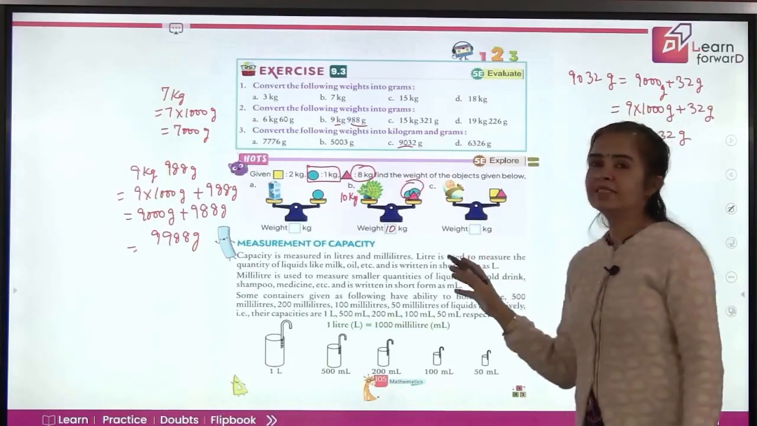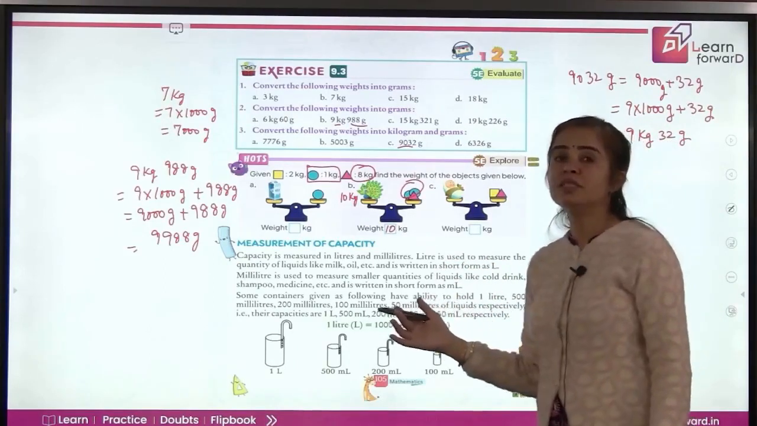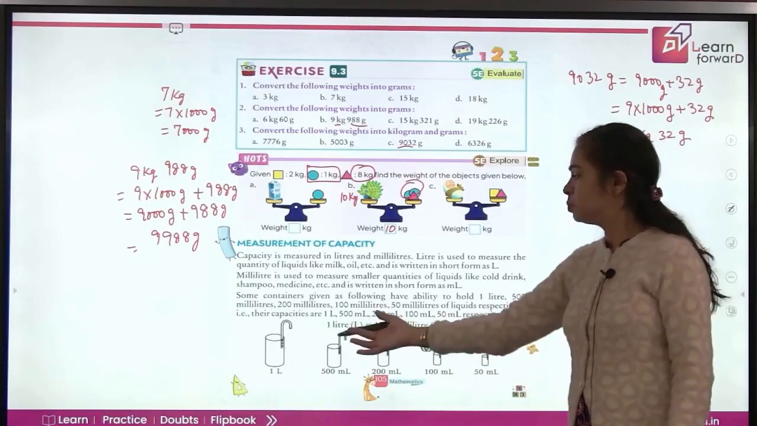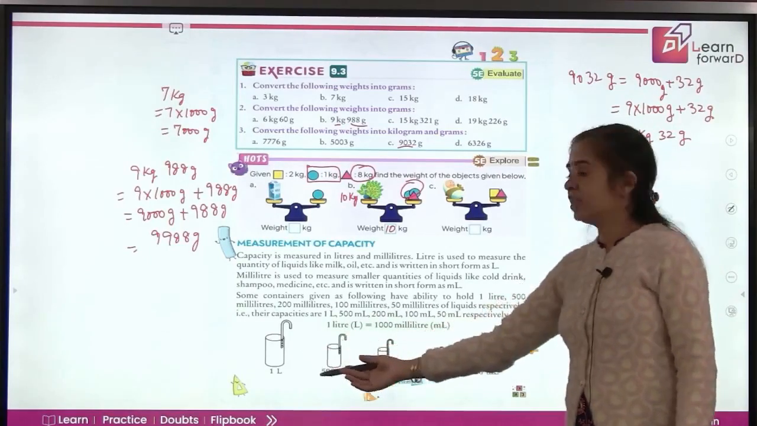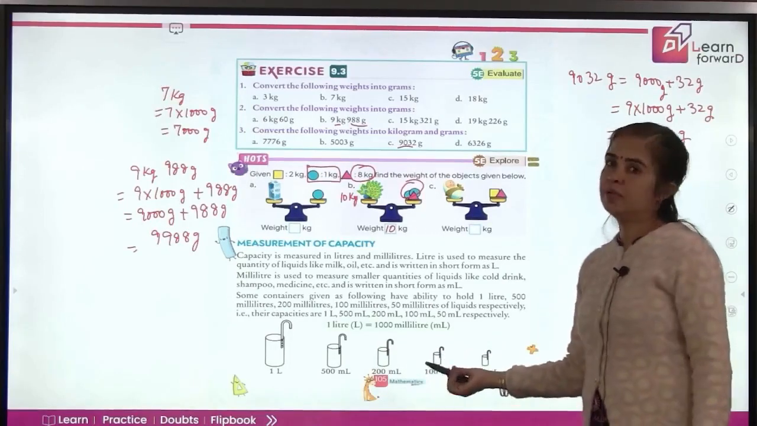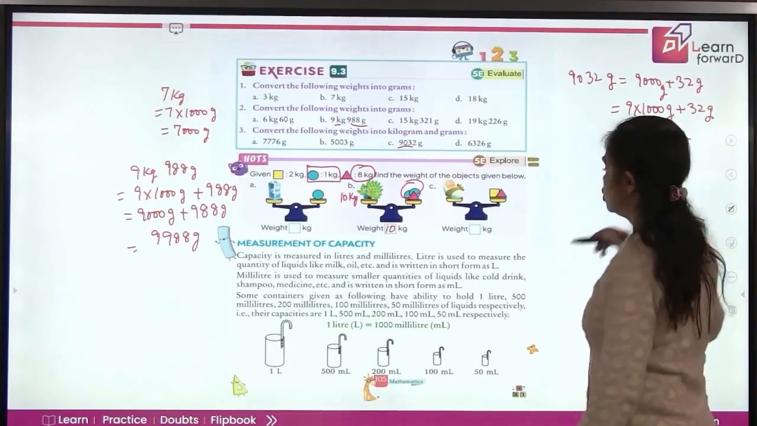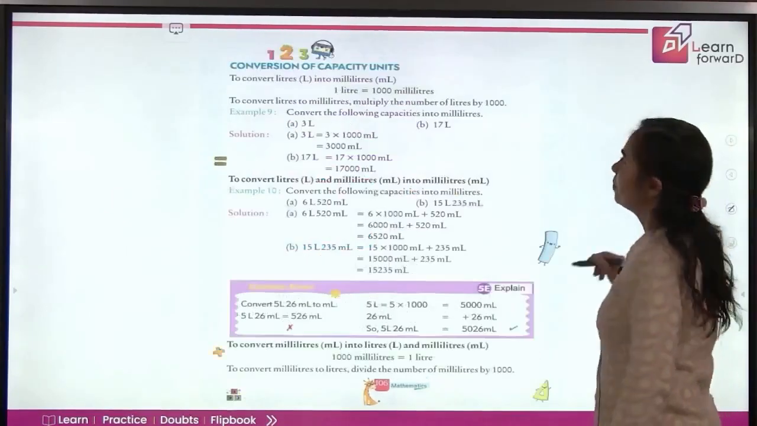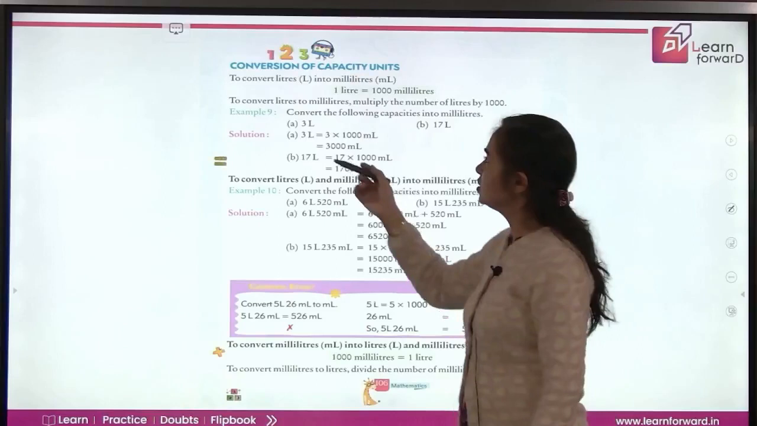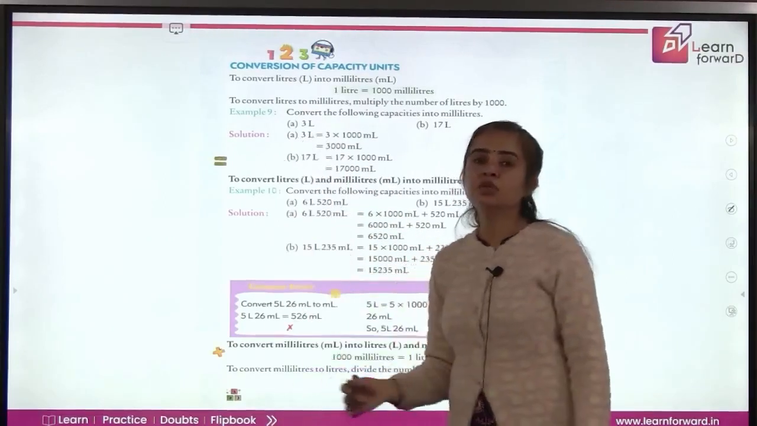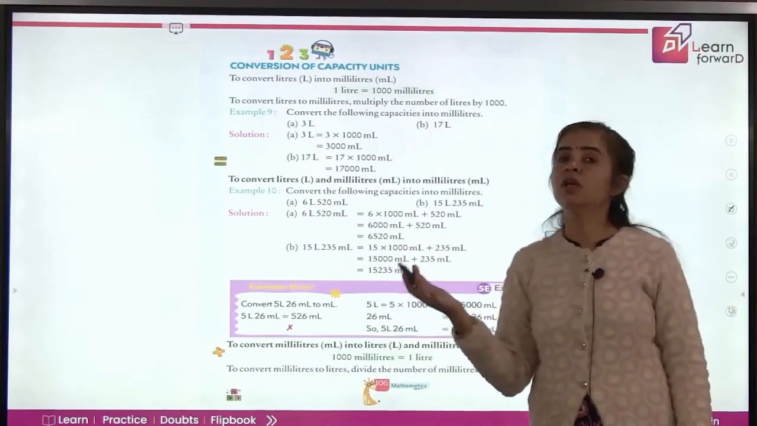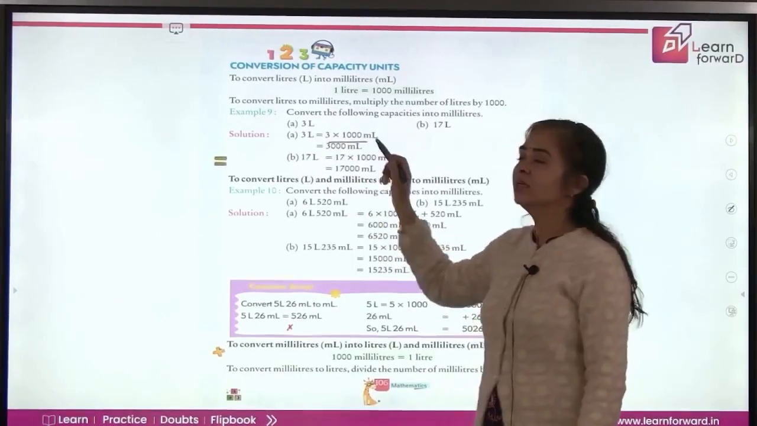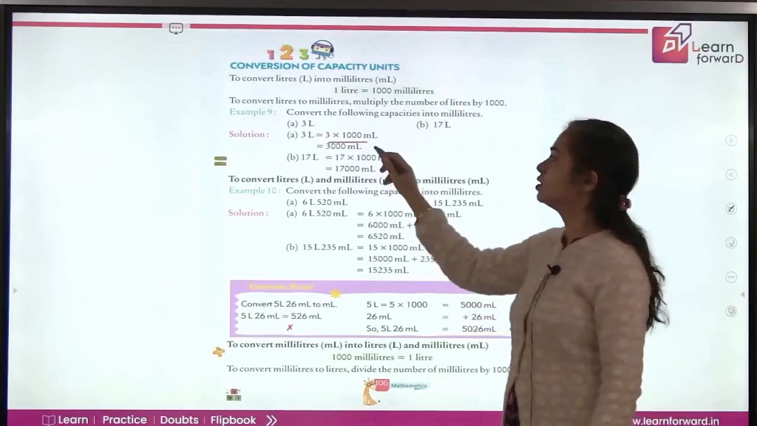Now, coming to the next is measurement of capacity, in which we measure the liquids, and these are the standard units of measurement here. You have these beakers and they measure 1 liter, 500 milliliter, 200 milliliter, like that. And the relation is 1 liter is equal to 1000 milliliters. Again, we'll be doing conversions here, children. So if you have to convert liters into milliliters, bigger unit into smaller, you'll be multiplying by 1000. So 3 liters is equal to 3 into 1000, which is 3000 milliliters.